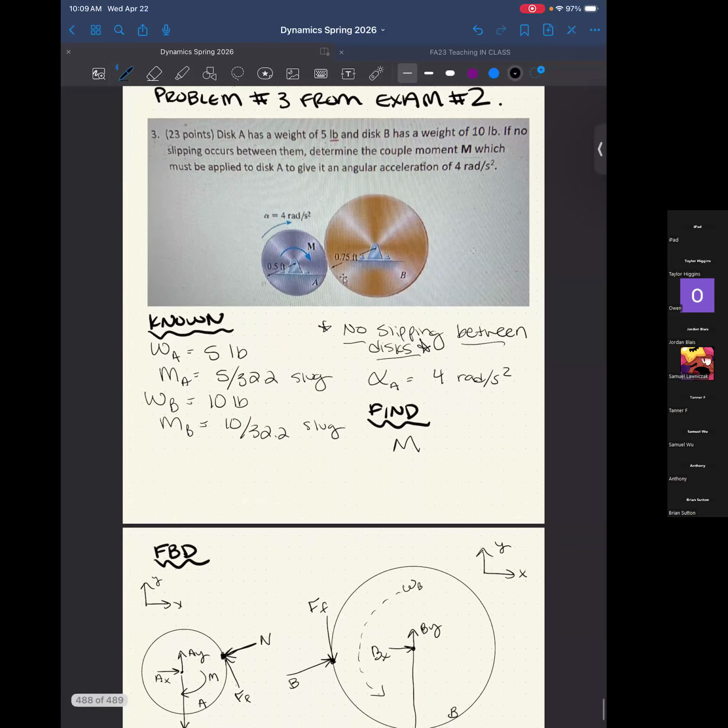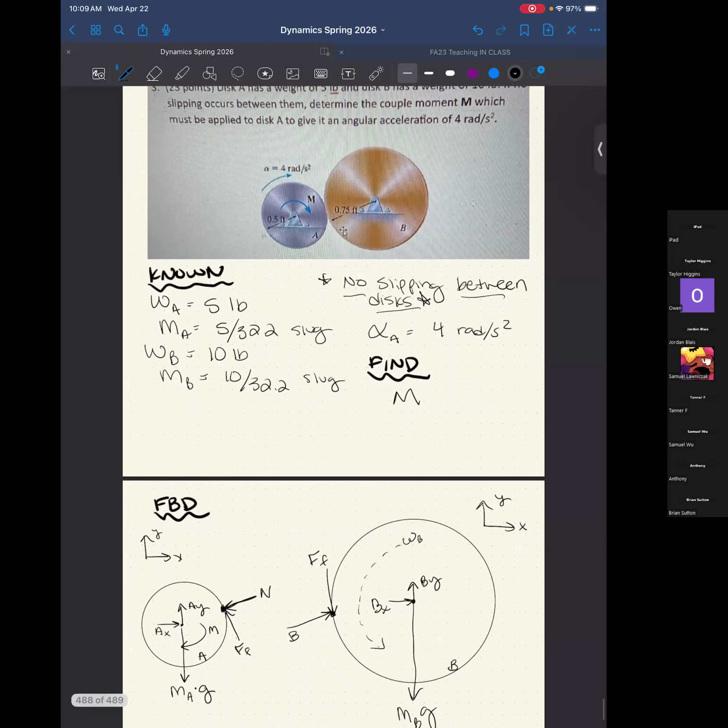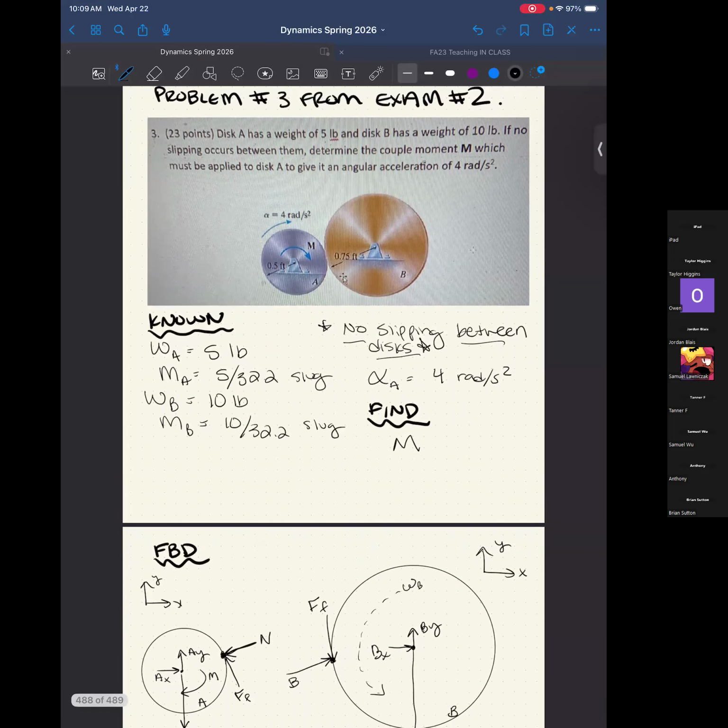Okay. So now we've got free body diagrams of both disk A and disk B. And then the next question is, okay, what equations do I think are going to be useful?